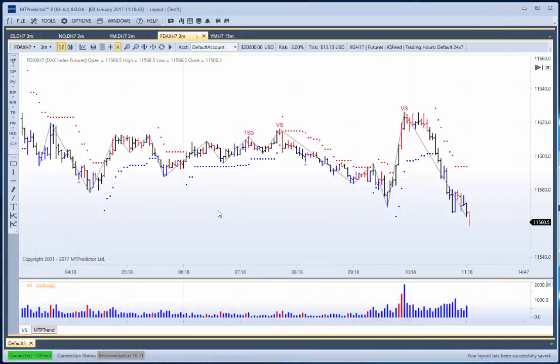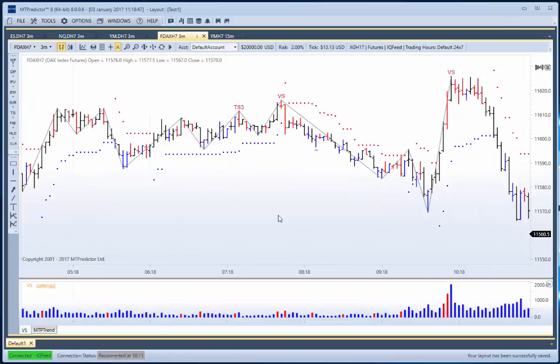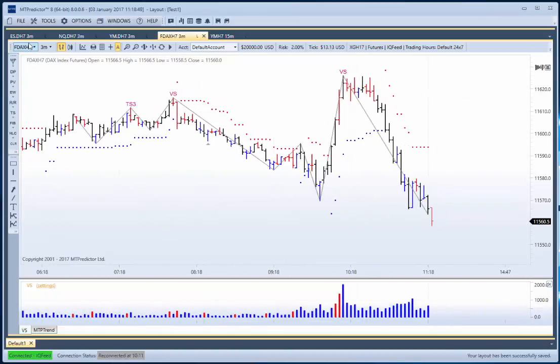In today's MTPredictor video, I'd like to look at the VS or volume spike setup we have. This is new in our upcoming MTPredictor 8, which is our new standalone version, and also in our current add-ons for NinjaTrader 7, as well as our current add-ons for NinjaTrader 8. And for you European users and people who are looking at the European markets, I'd like to look at a couple of great examples on the DAX that unfolded this morning.